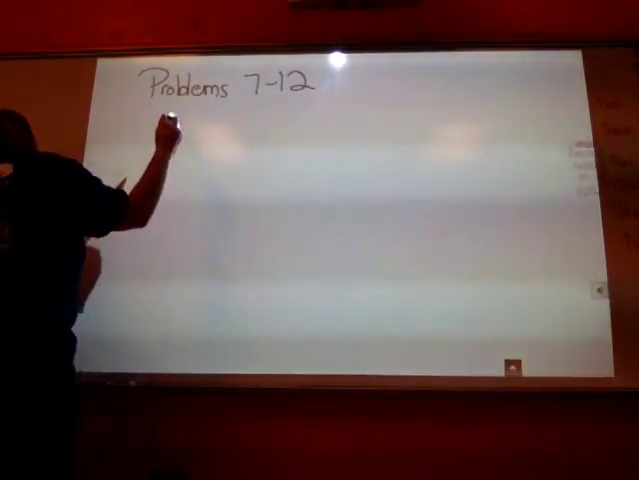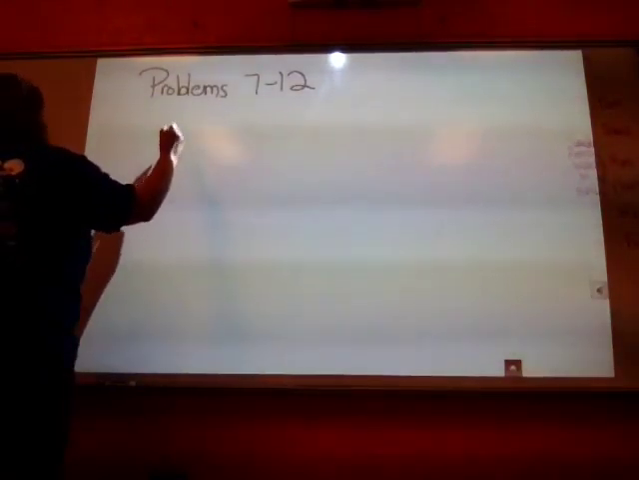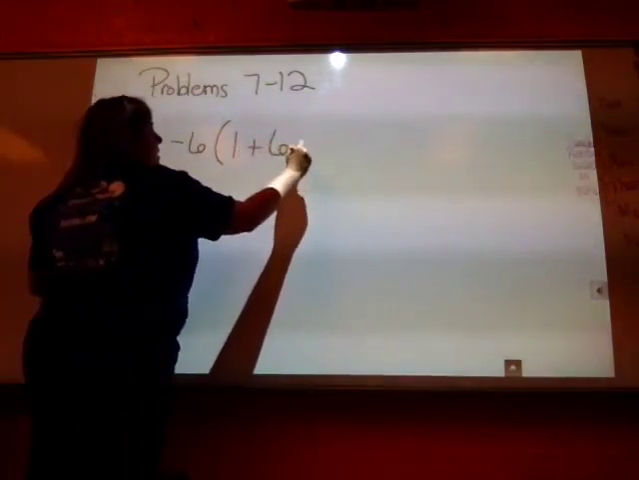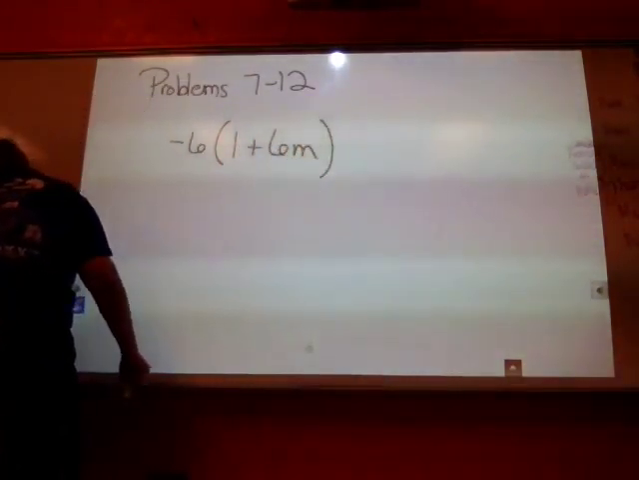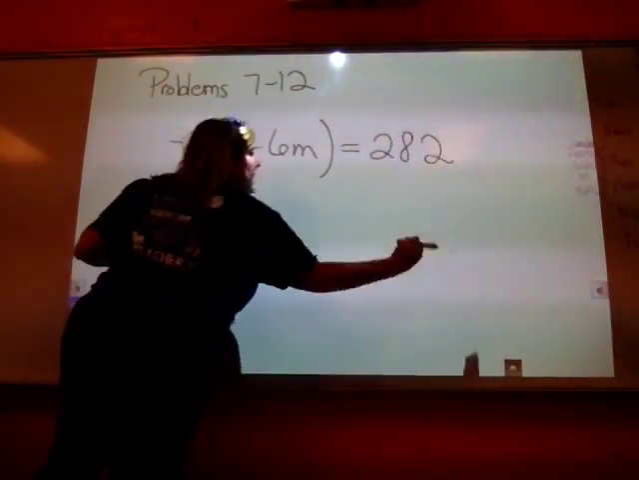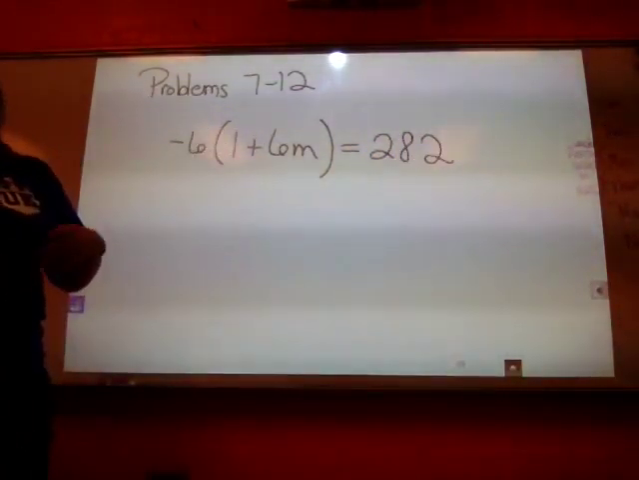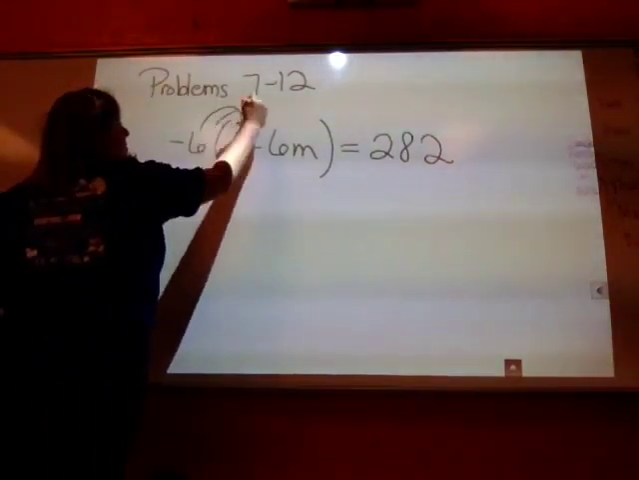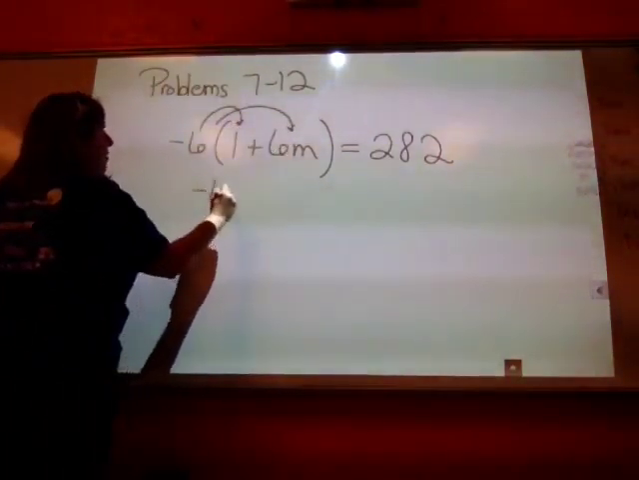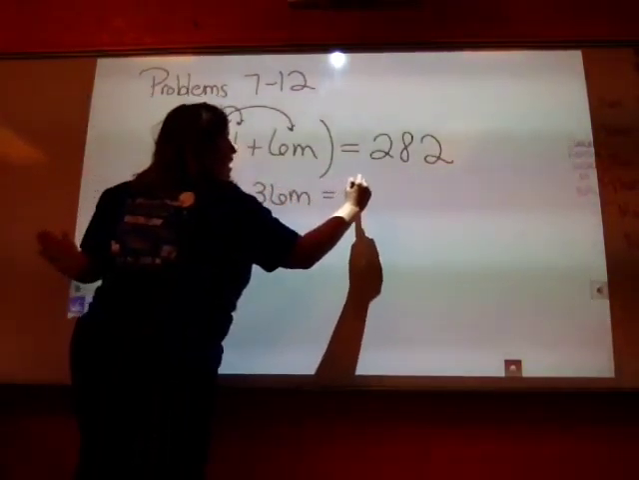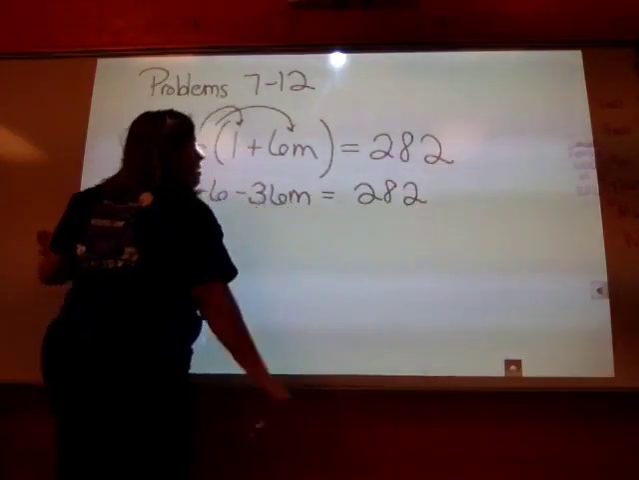All right, so I'm going to start kind of simple. Maybe one that looks like this. And so what you're going to do is you see that you have distributing, so you're going to distribute. So negative 6 minus 36m is going to equal 282.